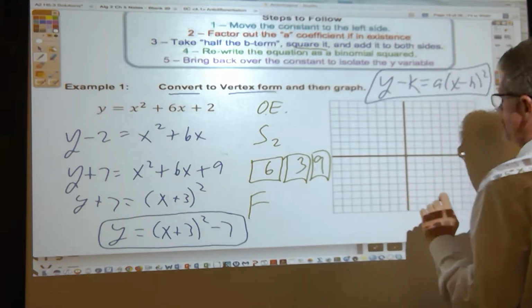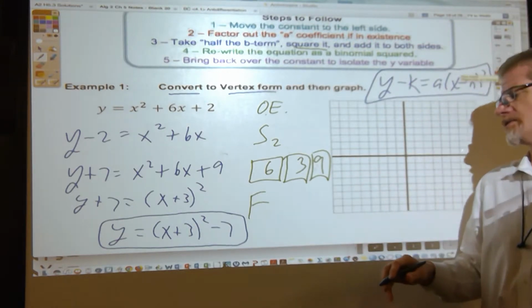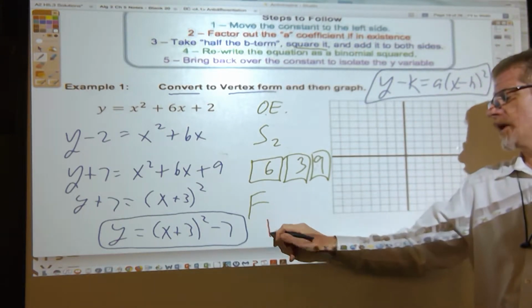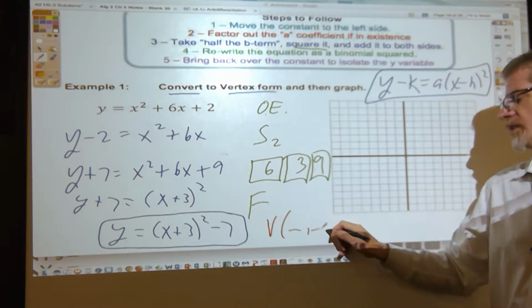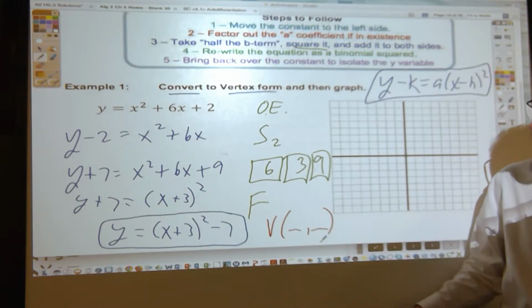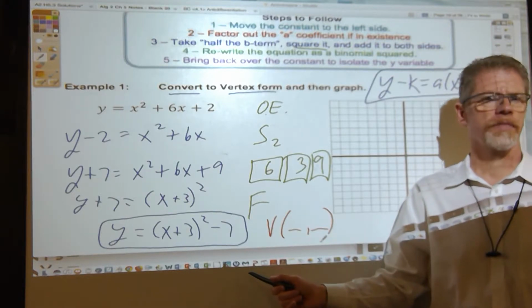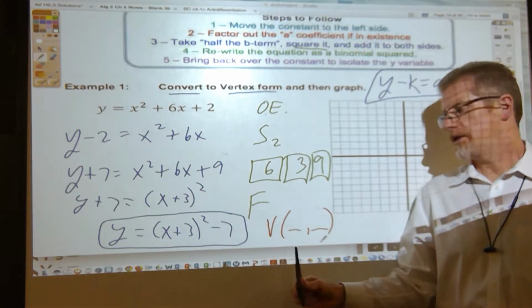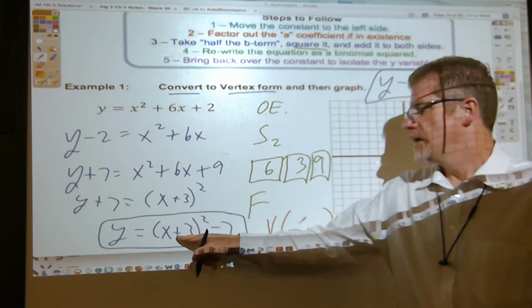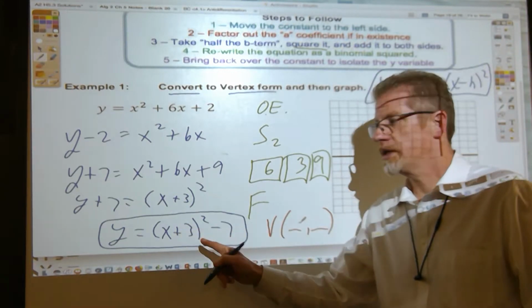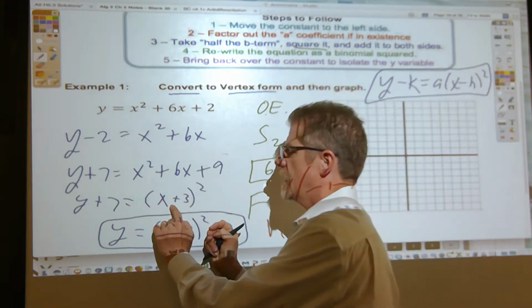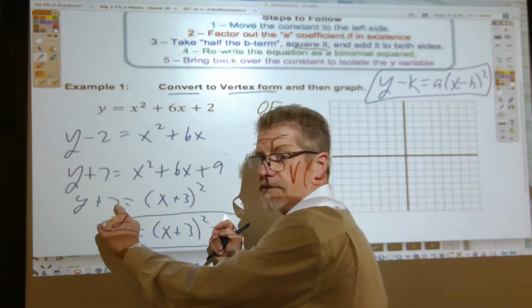So this is something that Haley missed yesterday. So for Haley's benefit, let's just review what would the vertex of this problem be? Raise your hand if you think you know. Yeah, Haley, go ahead. 3, negative 3. Yeah, in fact, you can actually see it better here. It's negative 3, comma, negative 7.